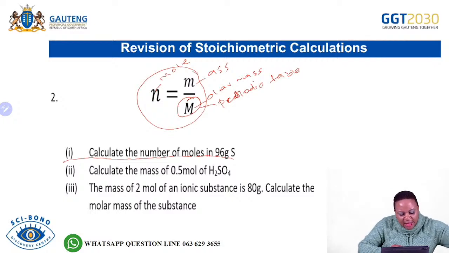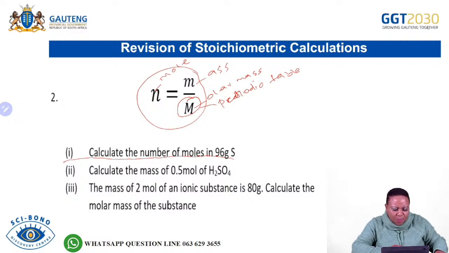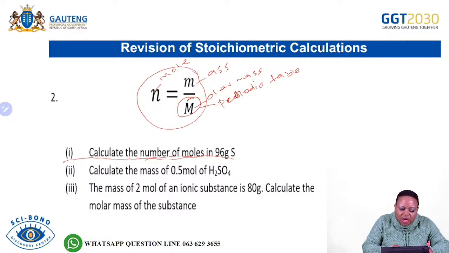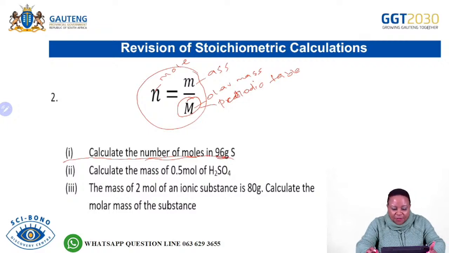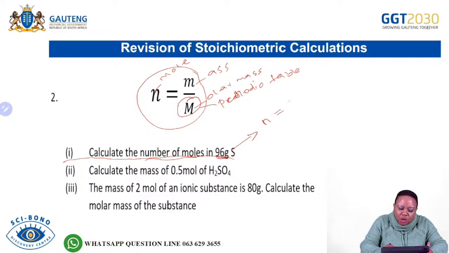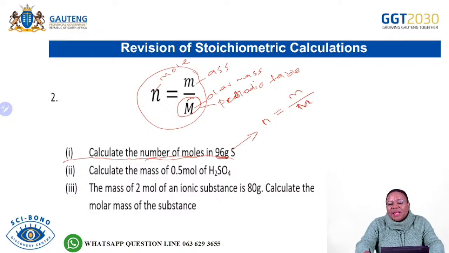Now, the first question says, calculate the number of moles, and we are given 96 grams of sulfur. If we want to calculate the number of moles here, we are going to use the formula n is equal to m over M. What you need to understand is that the molar mass is the capital letter M. Definitely, you need to represent the correct symbol for each quantity. Therefore, we are looking for the number of moles.